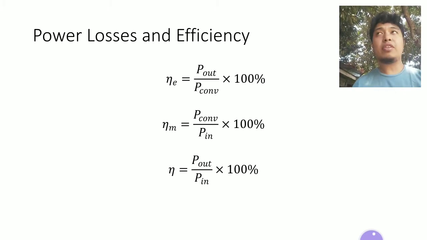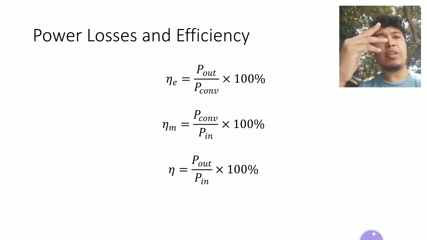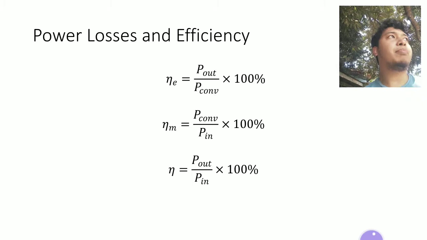We also have the commercial efficiency, your total efficiency. That is your P out over P in. Yun na yun. Okay? So, of course, all of them are times 100% para naka-percentage ang ating efficiency.